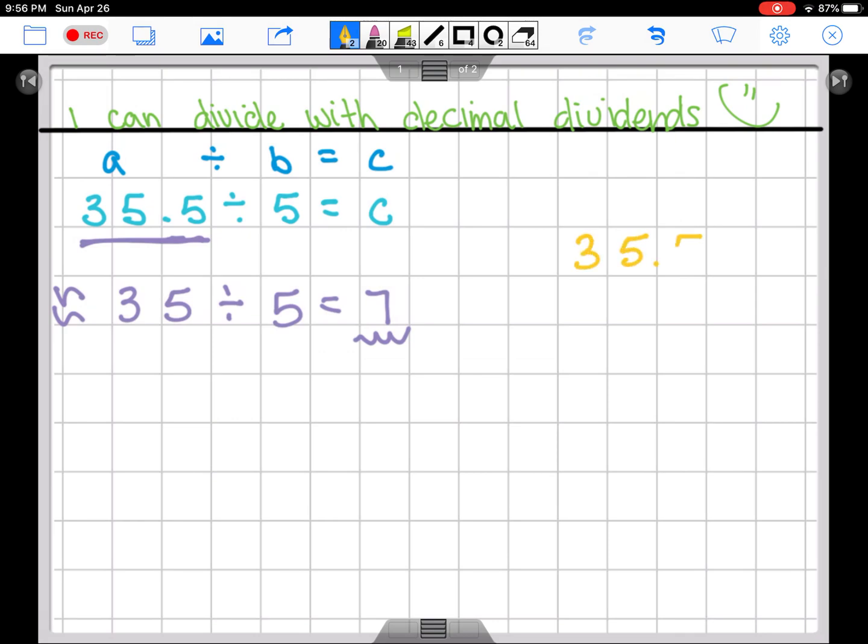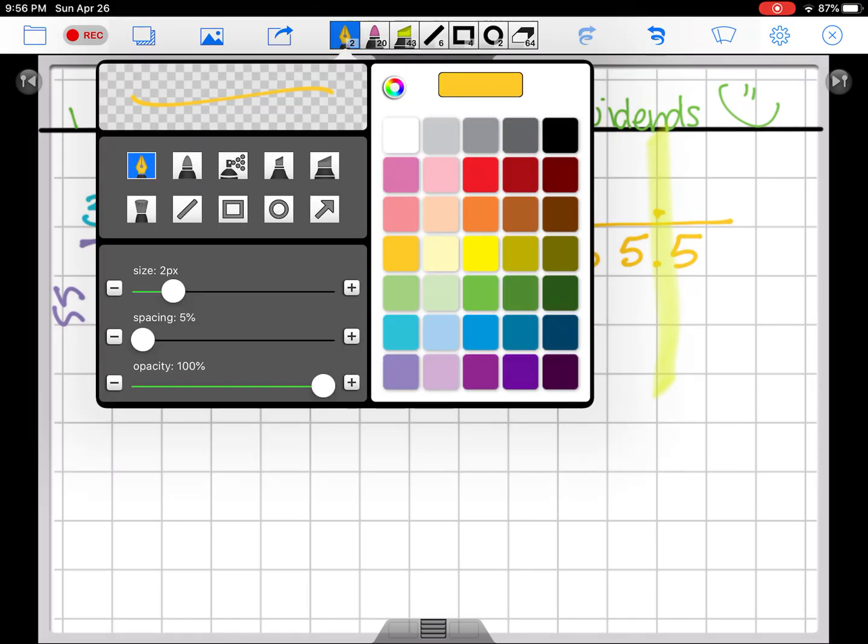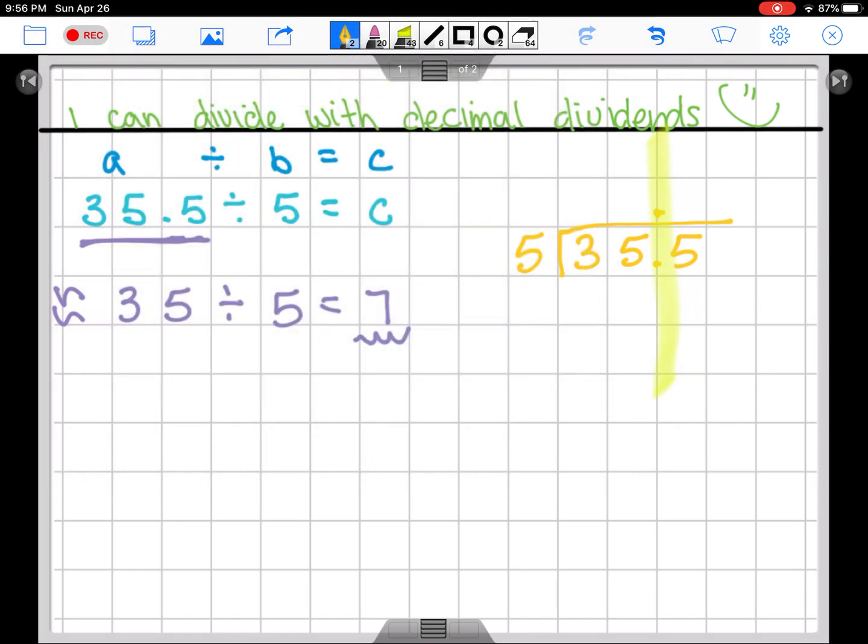35 and a half divided by 5. Right away, I want to take this decimal and move it up into my quotient. Remember, this is always going in the same line. No matter what you are doing in division, it is always going to go in the same line. So let's jump in and start our dividing.